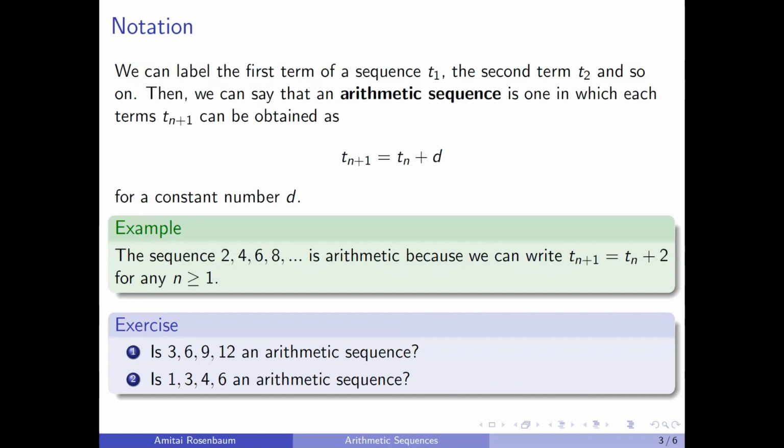Okay, so the first sequence in this case is arithmetic because we're increasing exactly by 3 in every step, and the second is not because we increase by 3 and then suddenly we increase by 1. So no, even if it happens at any point during the sequence, that can't be an arithmetic sequence anymore.